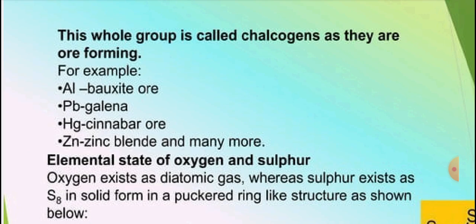The oxygen family is also known as chalcogens, or ore forming elements, because aluminium is typical in forming bauxite ore, lead is typical in galena, mercury is in cinnabar, and zinc in zinc blende, and sphalerite. And there are many more ores of these typical elements in the group, group 16.